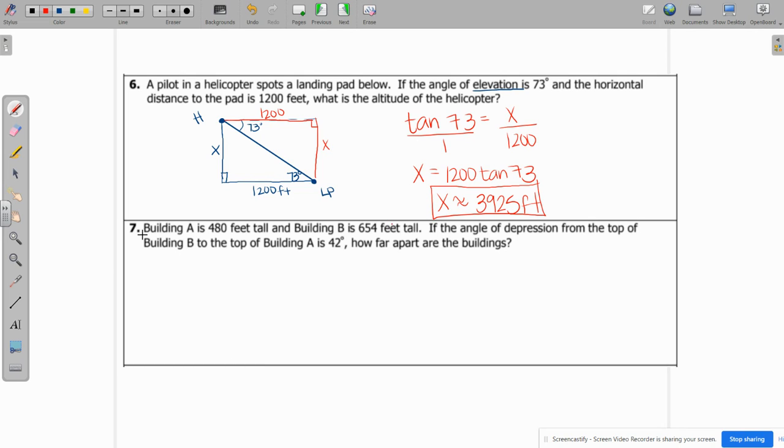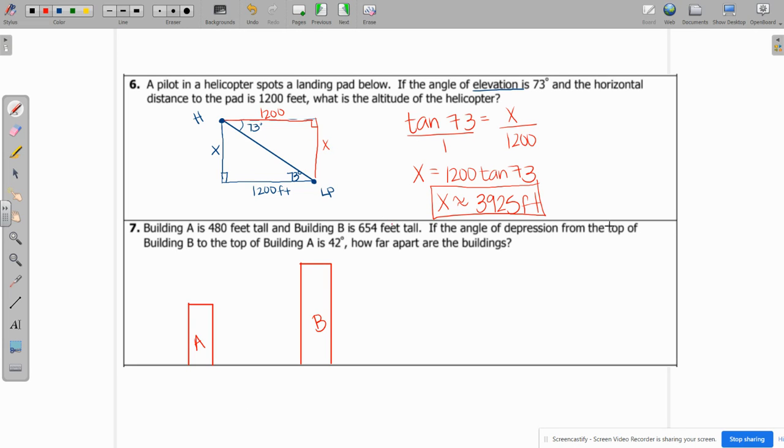And number 7, building A is 480 feet tall and building B is 654 feet tall. So let's say that this is building A, and over here we have the taller building, which is building B. So just to keep these straight, I'm going to go ahead and label building A and building B.